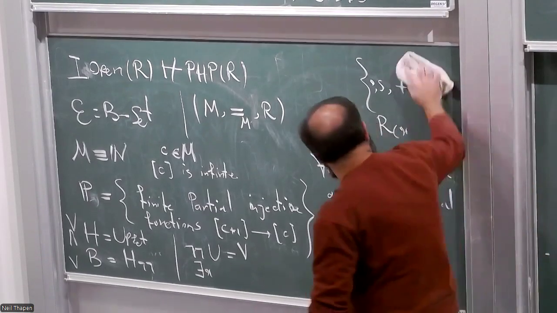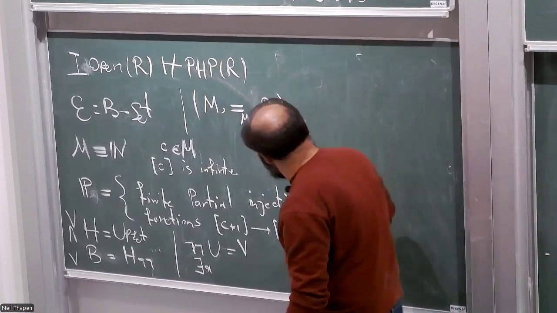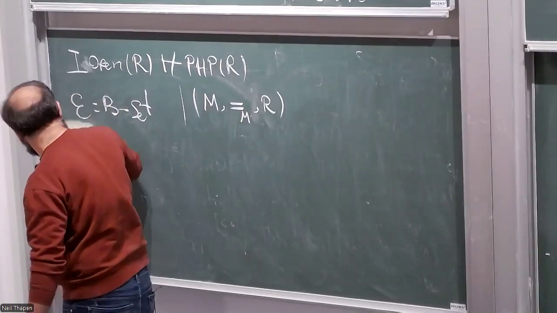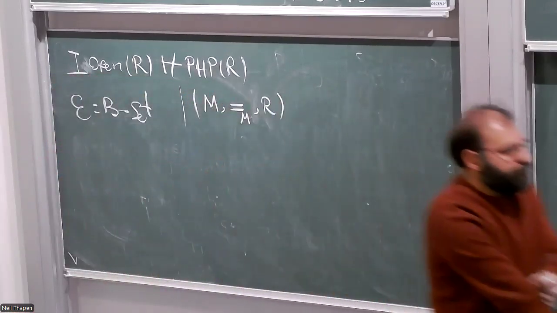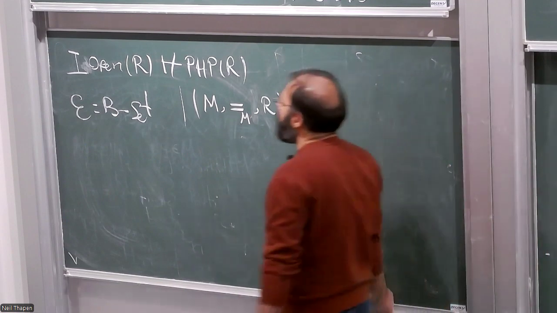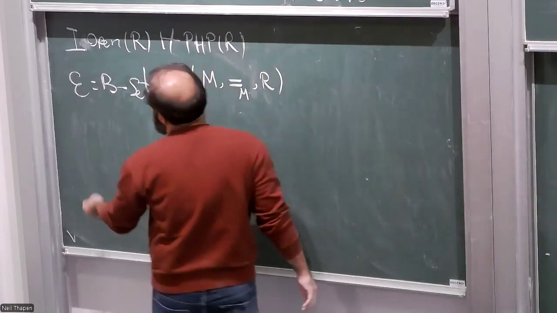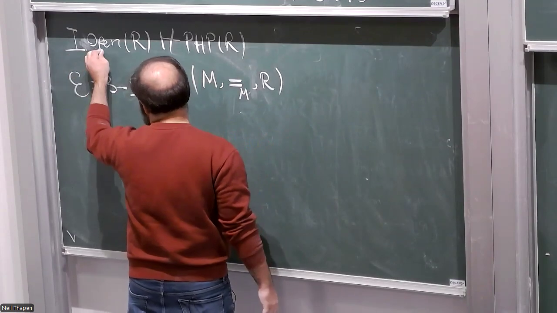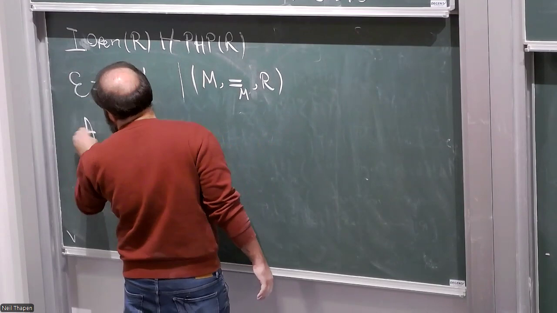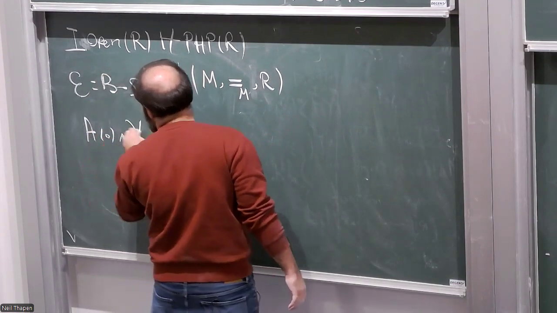Okay, let's do it. So how to do it? It's a model of I open, meaning that induction is quantifier-free induction, but you can have R, and induction is this, right?